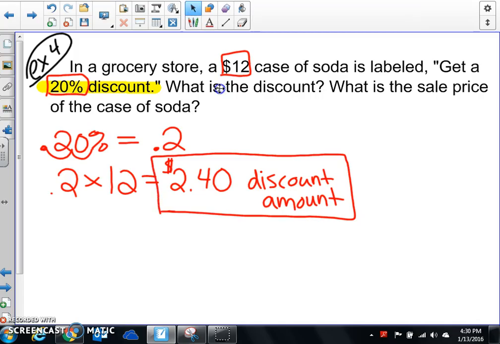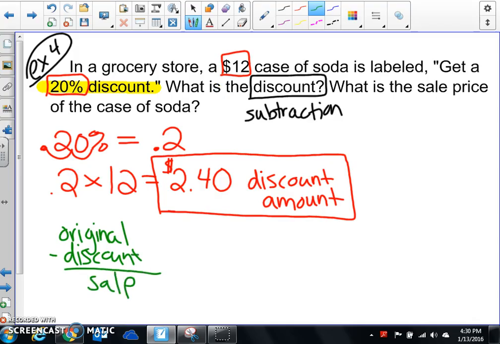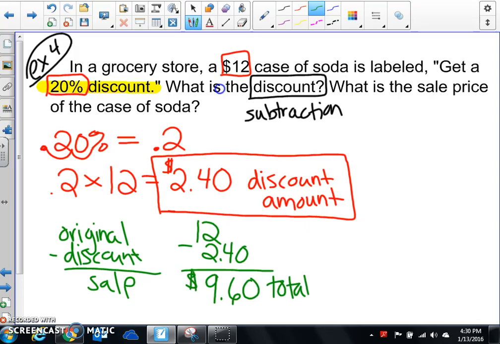Okay, then once again, if it's a discount, that means subtraction, right? Discount, we want to pay less, so we need to lower the price. So we take the original minus the discount to give us the sale price. Okay, so the original amount was 12 minus $2.40, and that should give us 9.6, which is $9.60 total sale price.